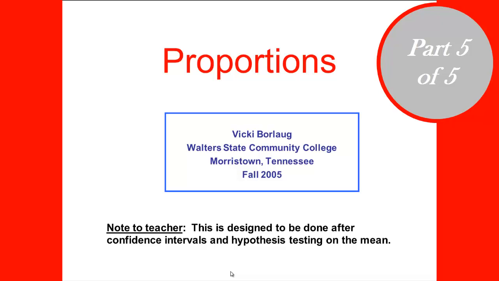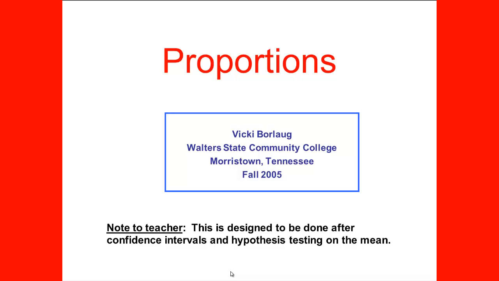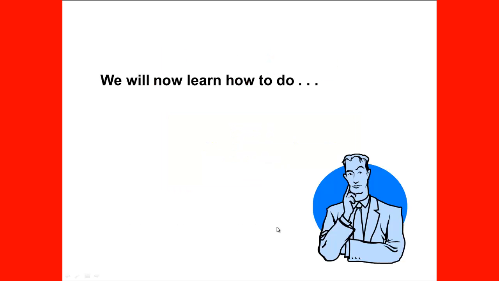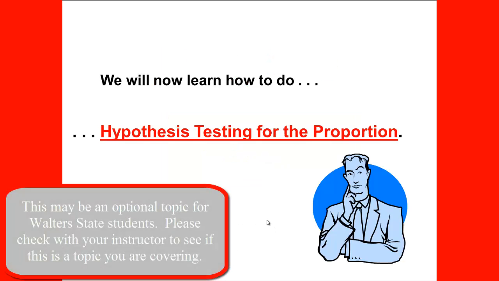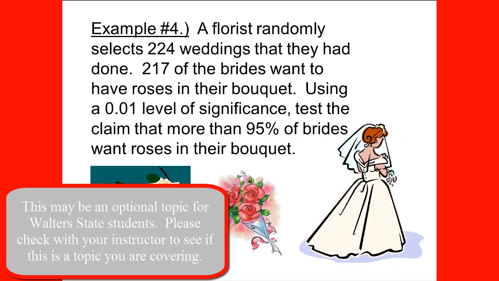In part 1, we talked about an introduction to proportion. In part 2, we talked about whether or how to determine whether a binomial can be approximated by a normal distribution. In part 3, we talked about confidence intervals for proportion. In part 4, we talked about sample size for proportions, and now in part 5 we are ready to learn how to do hypothesis testing for proportions.